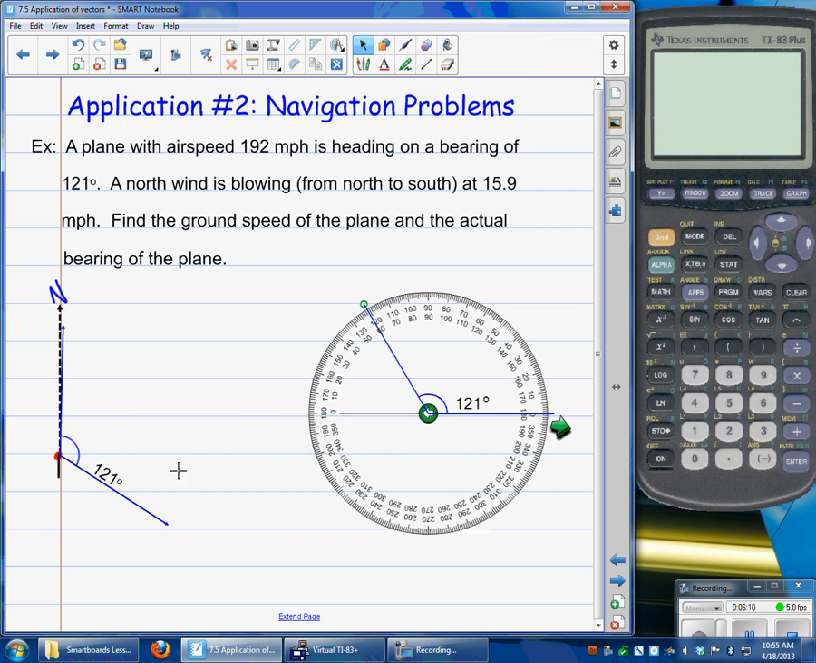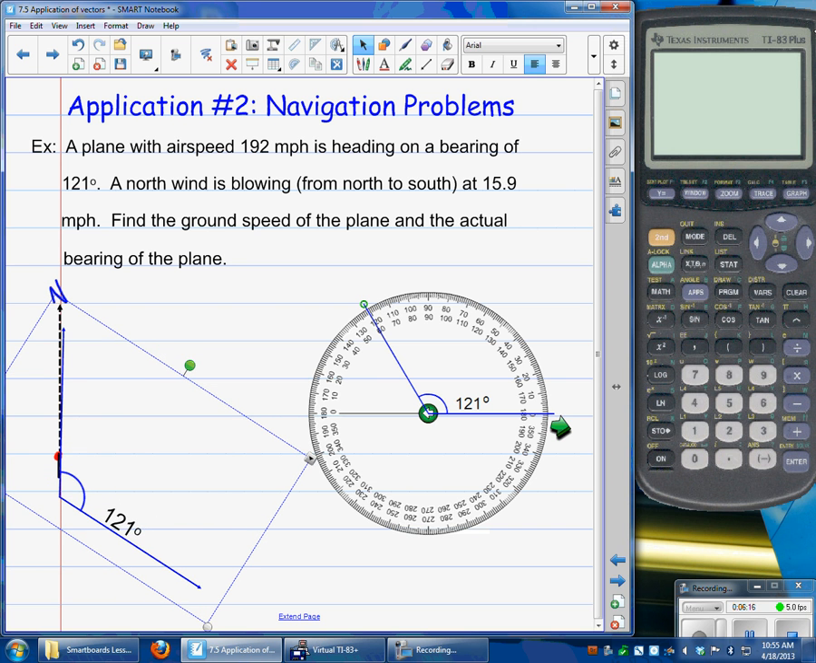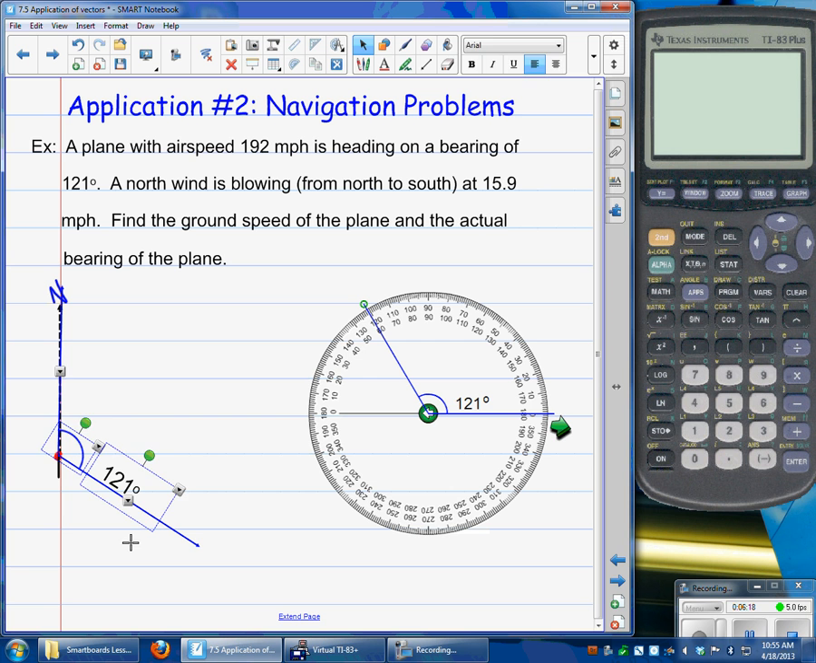I'm going to blow this one up a bit to go ahead and kind of get our scale out a little bit. So let's make that one a little longer. Remember, that one's 192 as a magnitude. And we might as well label that lower here, magnitude 192. And then this vector here, which is our wind vector, magnitude, we'll call it W, equals 15.9 miles per hour. So this one is the magnitude of airspeed. We'll call it magnitude of A.